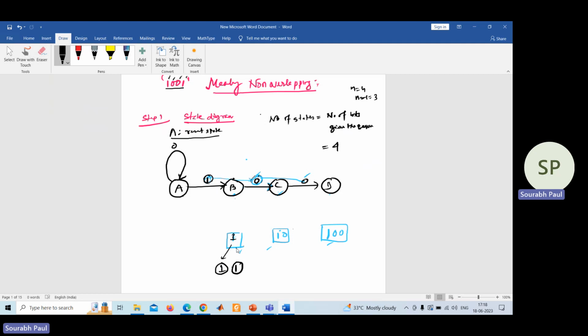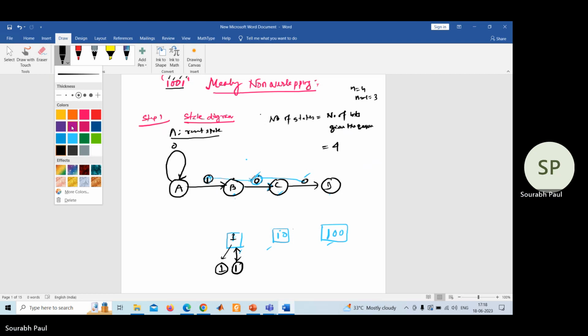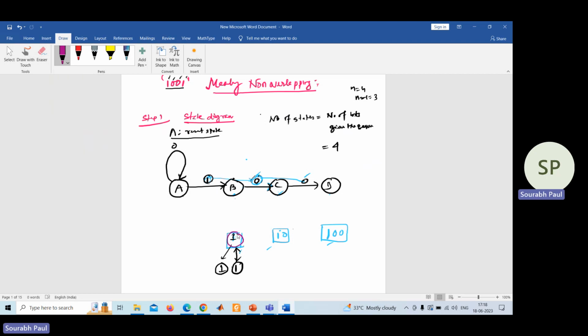That right side 1 you need to compare with the square box 1. Understood what I said? The square box 1 has to be compared with the right side 1. The right side 1 is the input you didn't consider for B till now. That one you have to compare with the one inside, whatever is given in the square box. Are they same? Yes. So if it is same, then you need to make the self loop.